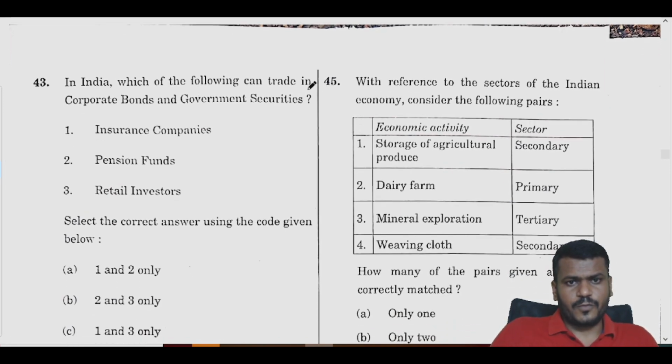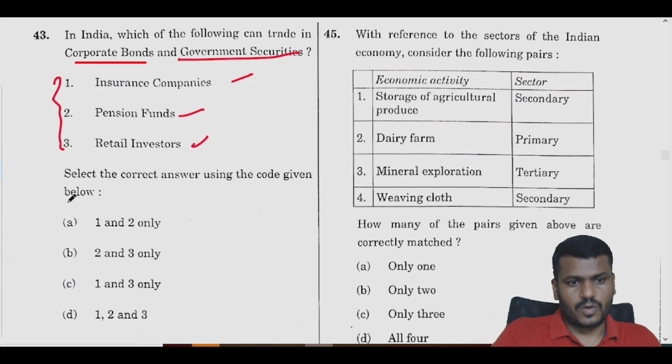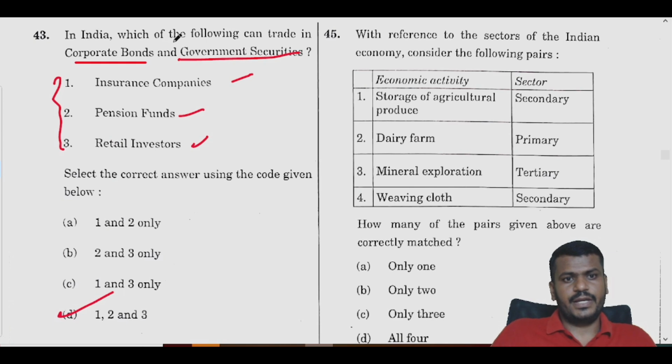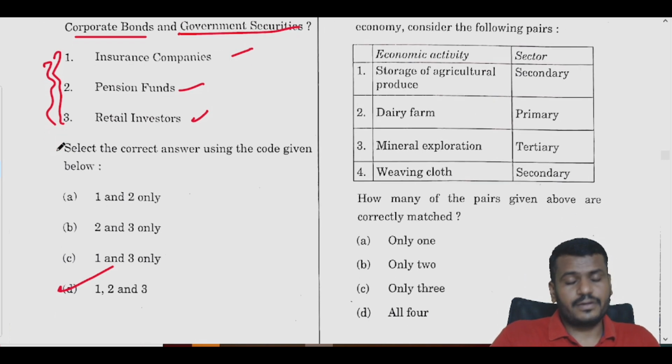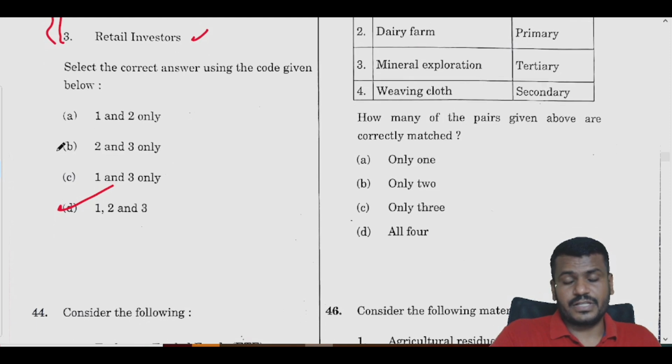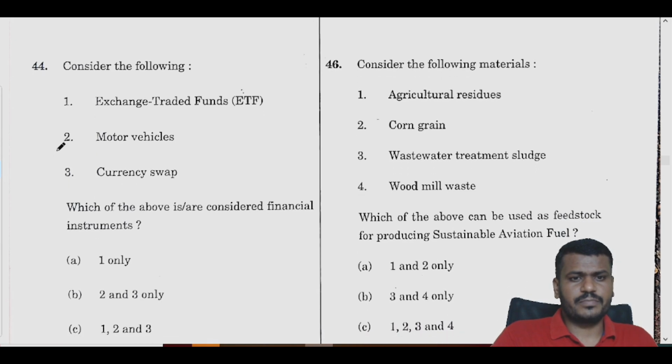In India, which of the following can trade in corporate bonds and government securities? Insurance companies, pension funds, retail investors. See, the discussion has been going on between the government and these companies for a long time, and definitely all can trade in corporate bonds and government securities. The issue is that pension funds, some say, cannot trade because there is a risk factor. So many people are telling that, but the government is doing it.